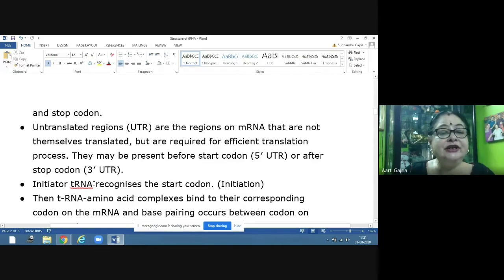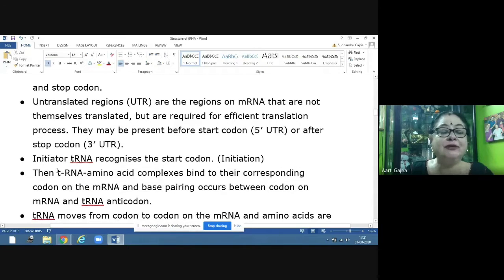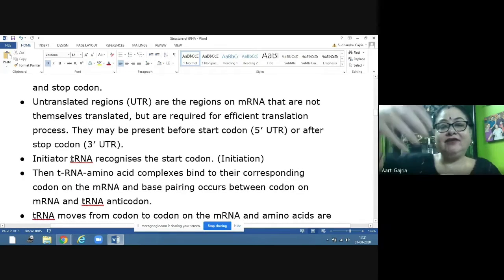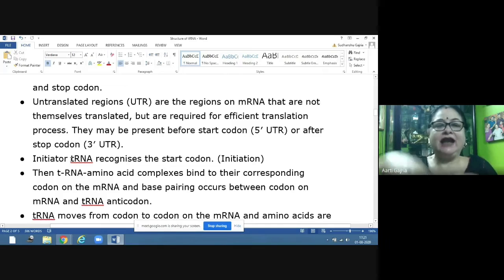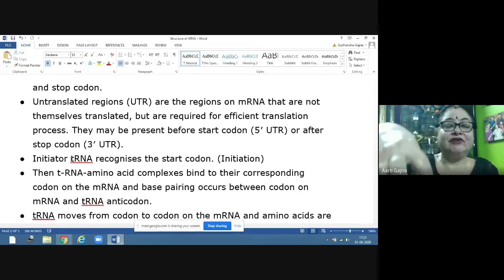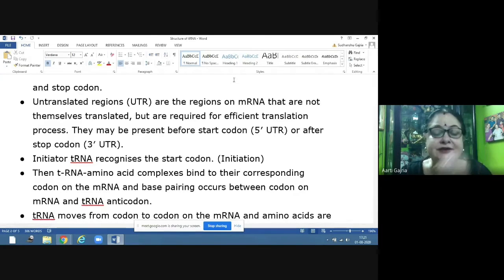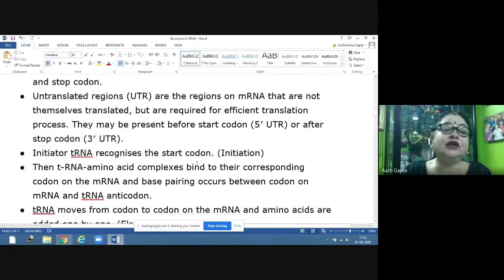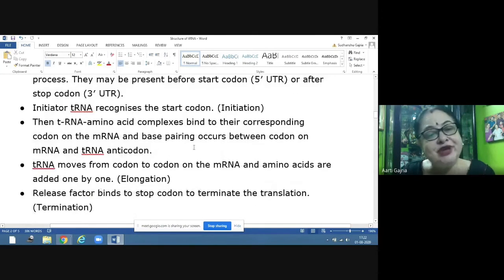Now, the initiator transfer RNA recognizes the start codon. The initiator transfer RNA will bring the methionine with it, and it will recognize the start codon, that is AUG. It will come and join with that start codon. The transfer RNA amino acid complexes bind to their corresponding codon on the messenger RNA, and base pairing occurs between the codon on messenger RNA and the transfer RNA anticodon.